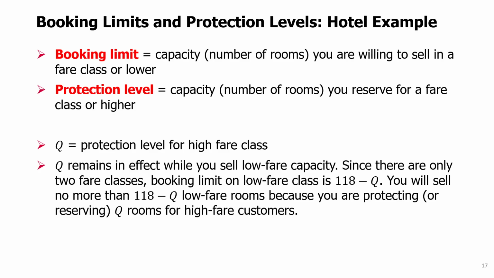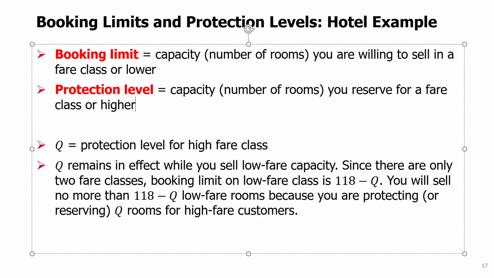Protection level is the number of rooms in this exercise, or in general, some capacity that we want to reserve for a fare class or higher. In this case, we can define a protection level for the high fare, right? How much do we have to protect? I hope you see that if you have a hotel with 118 rooms and you limit the low fare to, let's say, a booking limit of 100, that's the same as saying the protection level is 18, right? Because the total number of rooms is 118. If we put a booking limit of 90, the protection level is 28.